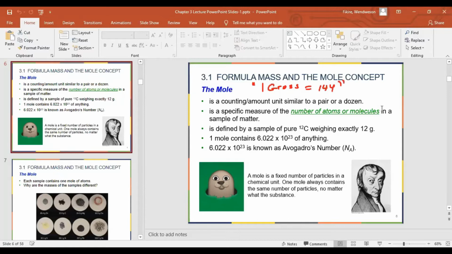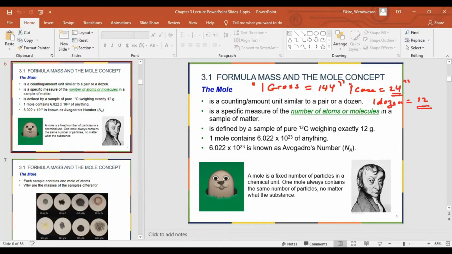A gross of paper, a gross of pencils in our daily life is 144. A case, if they change it now it's 24, but I don't know if they changed it, but the case always refers to 24. But if that's the confusion, okay, let's go to dozen. A dozen always refers to 12, right? These are things we use in our daily life.